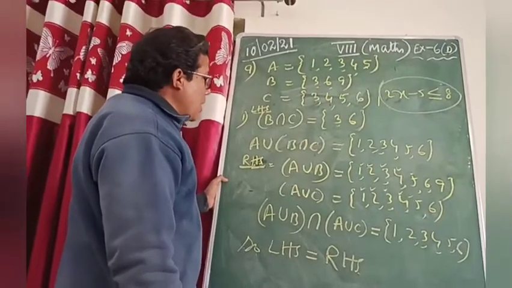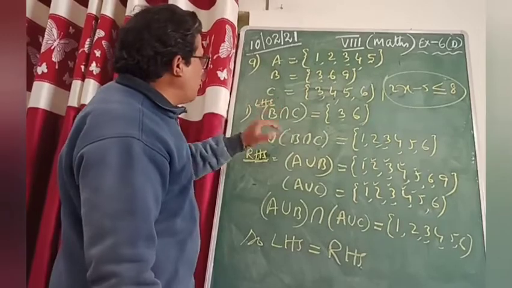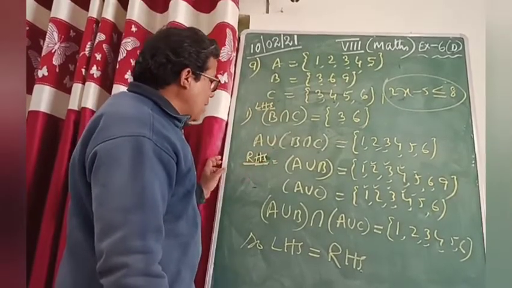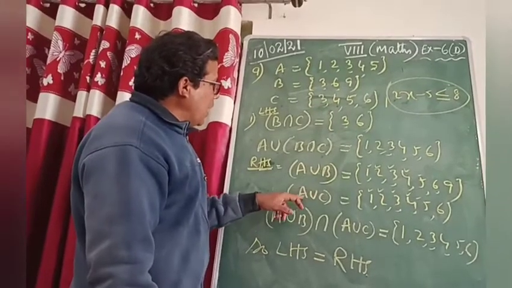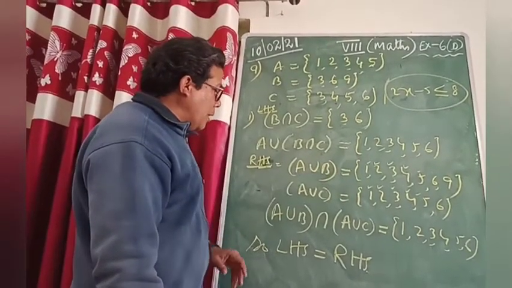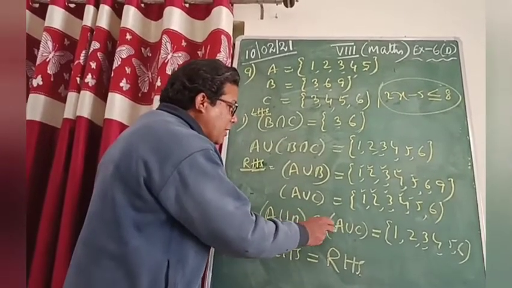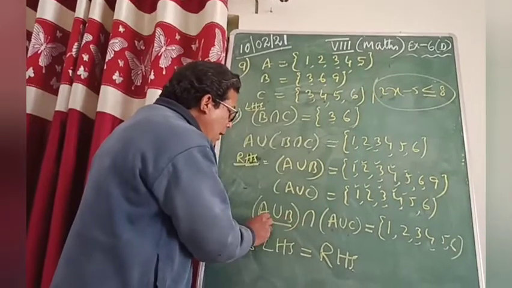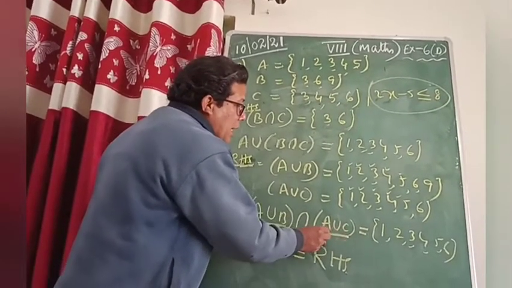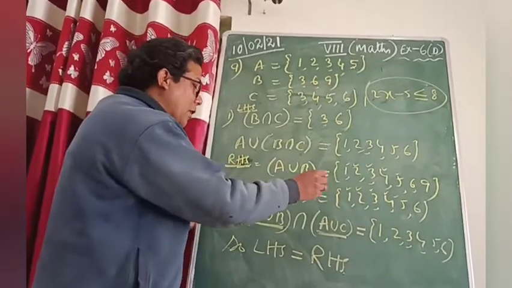Okay beta? Now the second case, what they said: this is the value I got from the left hand side. Now the right hand side was said to be A union B. You know the meaning of A union B? Then they said A union C. I found out the value of A union C. Now they said to find out the relation between A union B intersection A union C. That means the common elements of A union B and A union C, which are common: 1, 2, 3, 4, 5, 6. I have written the common elements.